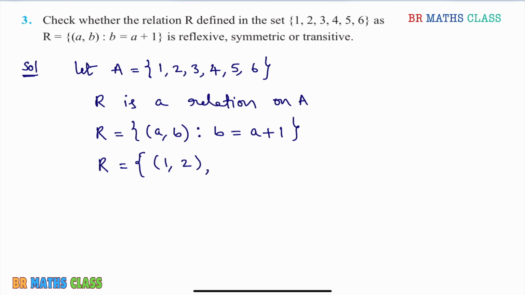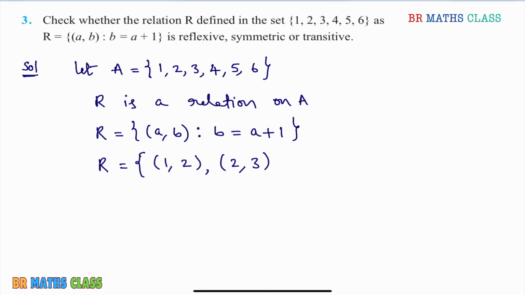Now I'll write the next ordered pair. Here the first element will be from set A. 1 is already over here, so I'll take a as 2. If I take a as 2 and put it here, what will you get? b is 2 plus 1, right? So b is 3. So the ordered pair (2, 3). 2 is in this set and 3 is also in this set, and the ordered pair (2, 3) satisfies this condition.